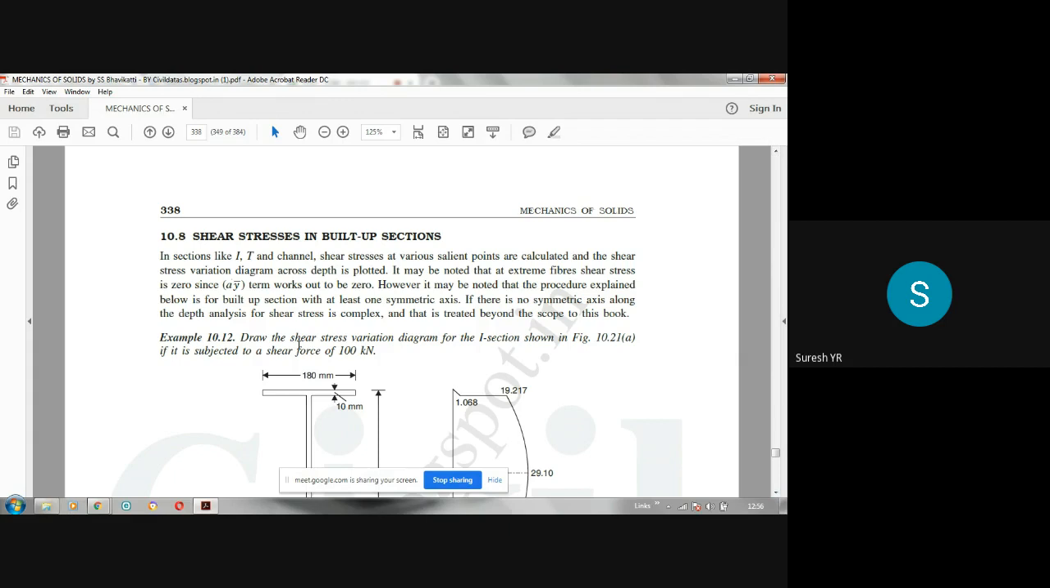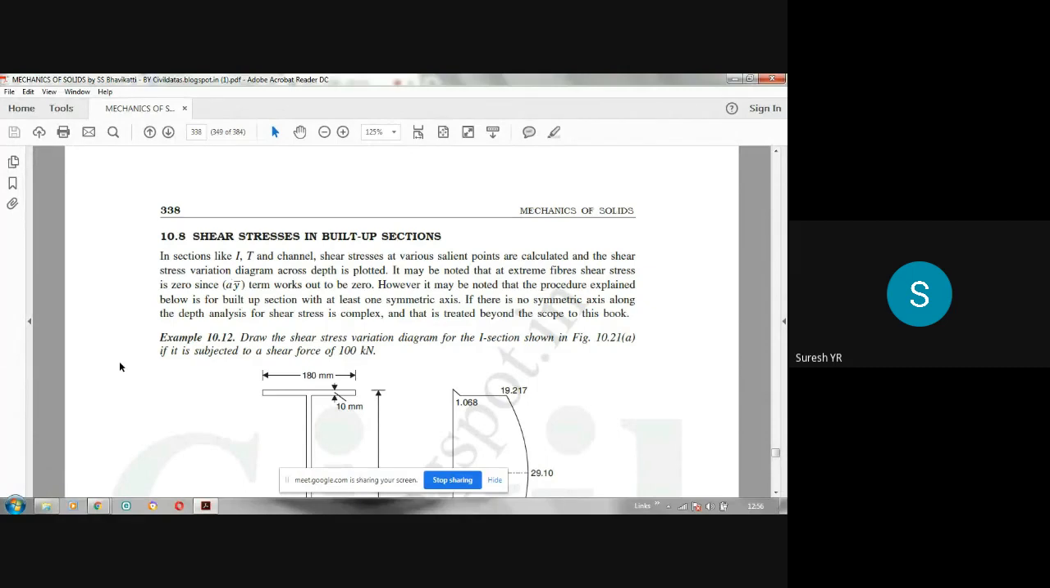Next class I will be discussing I section and T section problems on shear stress. I think another one or two classes I can complete this shear stress. Then I will take up torsion. For the internal assessment 2 (IA2), you have up to shear stress. Even if I start torsion, that will not be in IA2. I will take that in IA3.